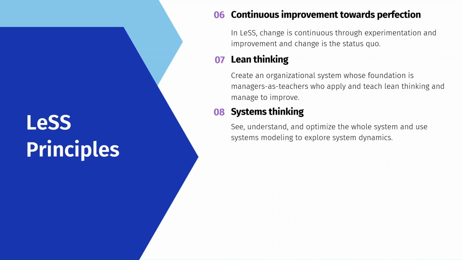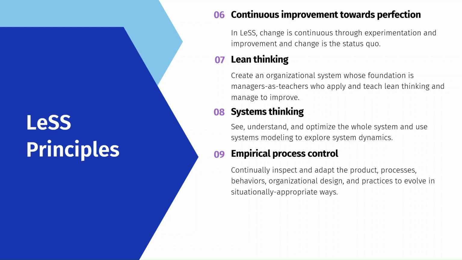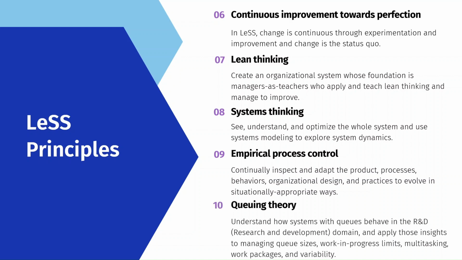8. Systems thinking. See, understand, and optimize the whole system and use systems modeling to explore system dynamics. 9. Empirical process control. Continually inspect and adapt the product, processes, behaviors, organizational design, and practices to evolve in situationally appropriate ways. And finally, we have queuing theory. Understand how systems with queues behave in the R&D, research and development domain, and apply those insights to managing queue sizes, work in progress limits, multitasking, work packages, and variability.